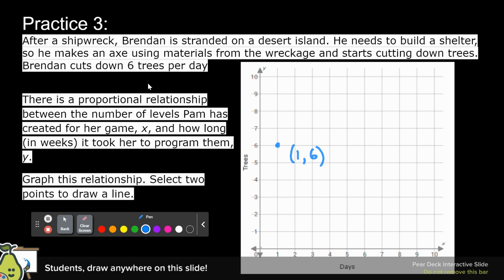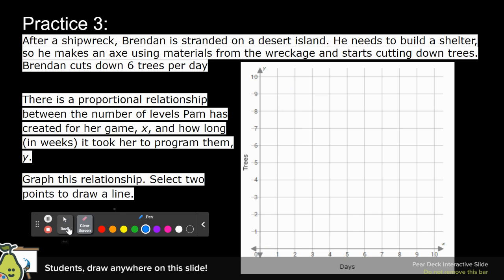And then you would be able to graph these by attaching 0, because in 0 days, he's going to cut down 0 trees. In 2 days, he'll have cut down 12 trees. Then we're going to just go ahead and, in IXL, you'll be able to make this line much straighter than I am able to.